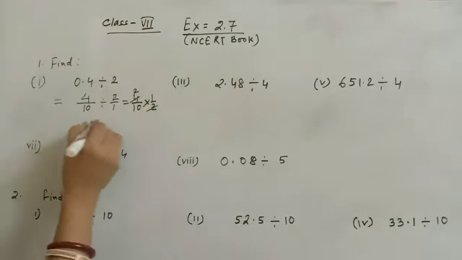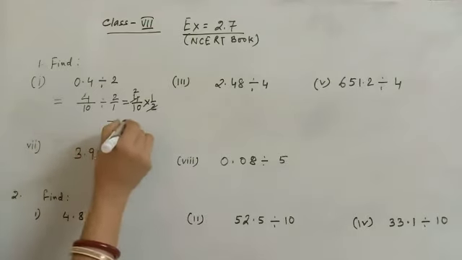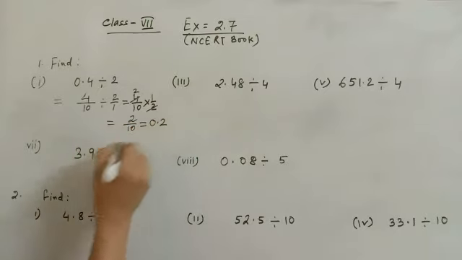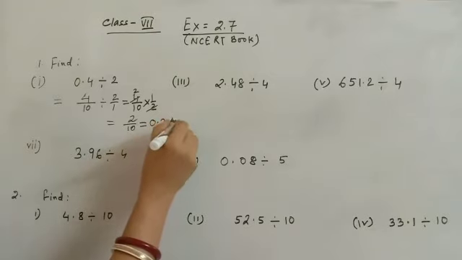So what will be the result? The result will be 2 by 10, or you have to give it as a decimal place value, so 0.2. And this is the answer.